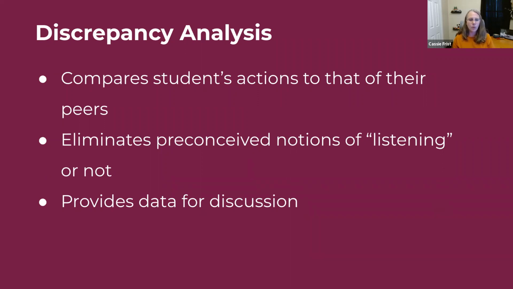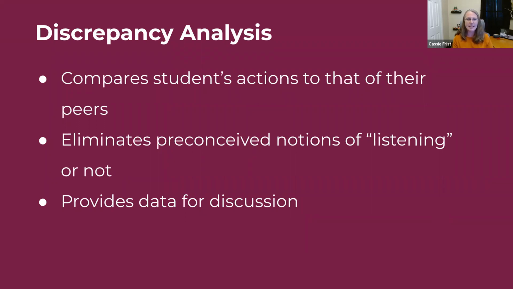So when we walk into a classroom and we're observing students in our own classroom, it's pretty easy to determine that a student isn't listening to the teacher. They're not doing what they're supposed to be doing, right? But that kind of negates everything else that's going on around the student. It may be that there's a bunch of students who aren't listening to the teacher. It may be that the directions weren't super clear. So a discrepancy analysis is going to compare students to everybody else around them instead of asking, are they doing what the teacher said? So this one's going to provide data for discussion.